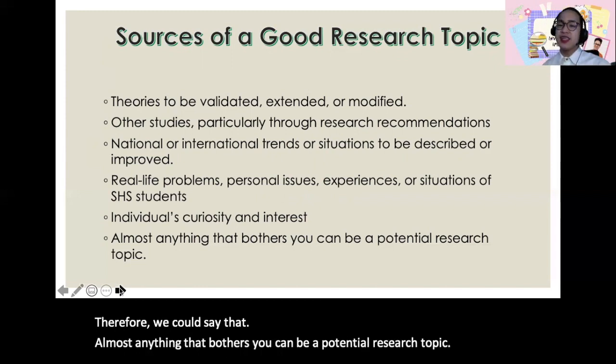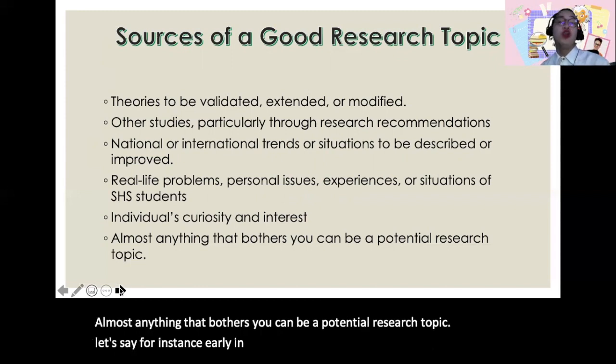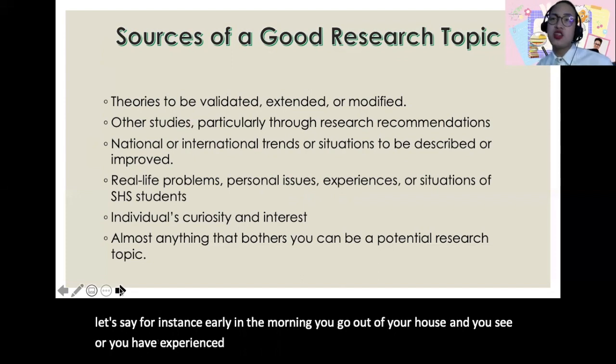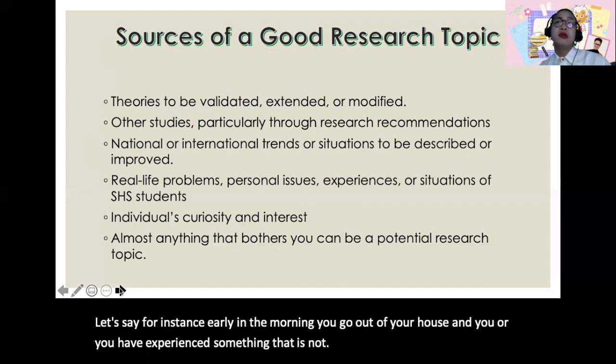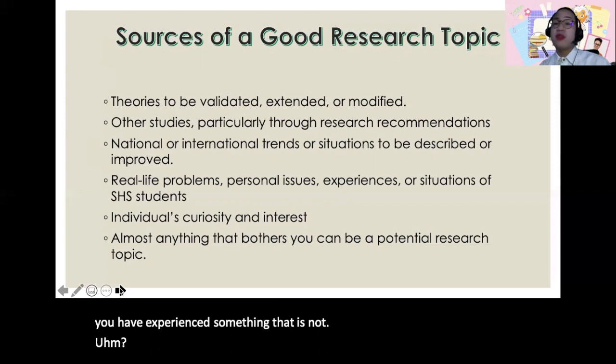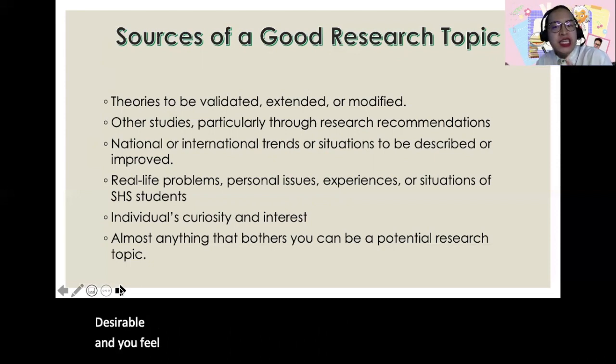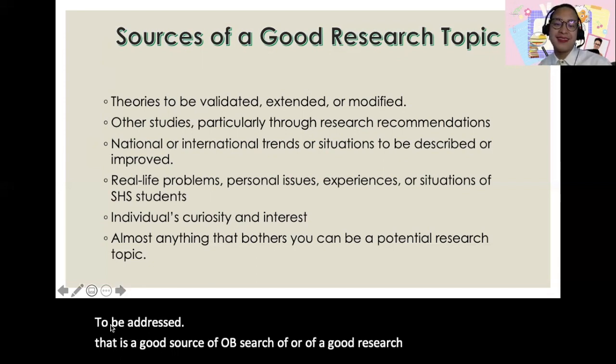Let's say, for instance, early in the morning, you go out of your house and you see or you have experienced something that is not desirable, and you feel like it needs to be addressed, then that is a good source of a good research topic. All right?